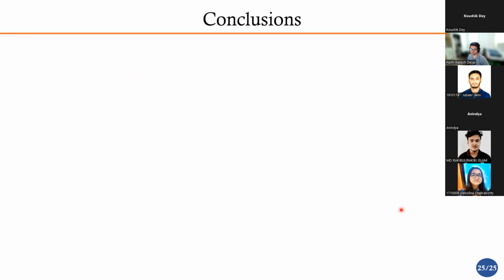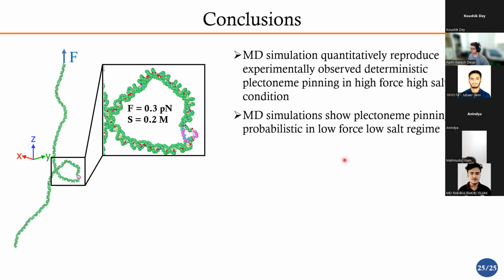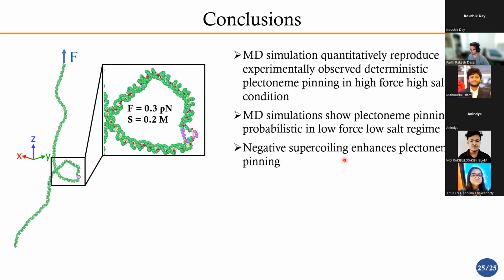So finally, just to briefly go over the conclusions: I've shown that our MD simulations could reproduce experimentally observed data at high force, high salt. I've shown that at low force, low salt, the probability of the plectoneme being pinned at the mismatch becomes lower and less than 1. I've shown that negative supercoiling can actually enhance plectoneme pinning at the mismatch. And because in your body the DNA is always negatively supercoiled, this can potentially help in mismatch recognition.